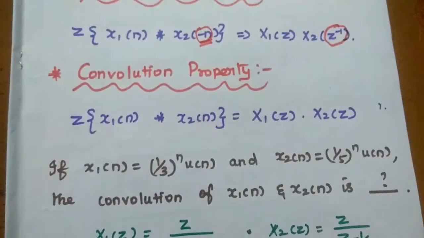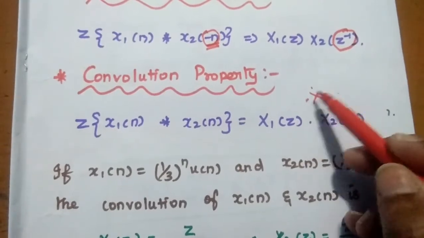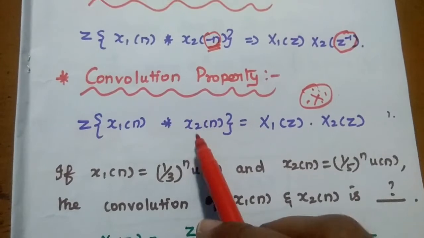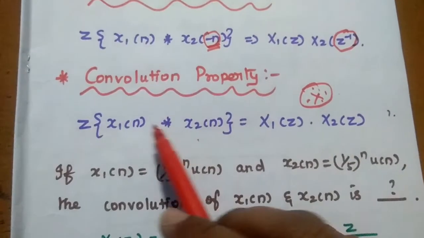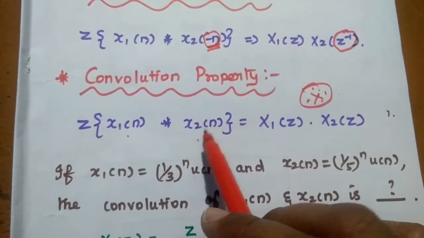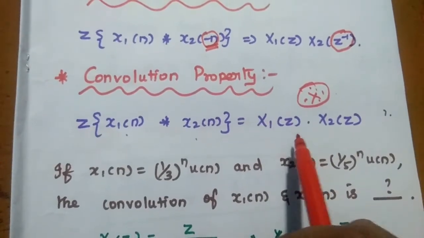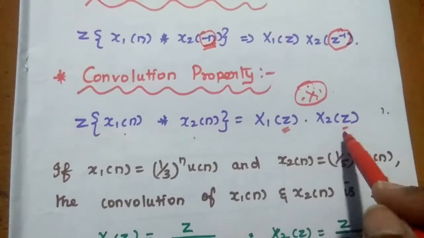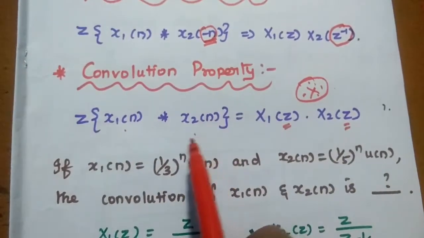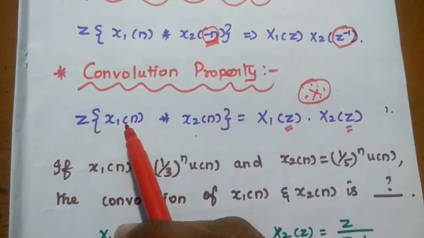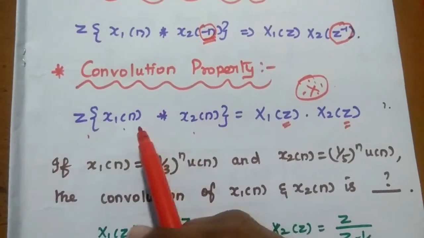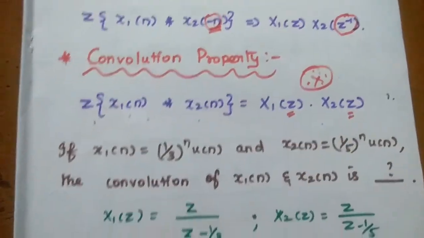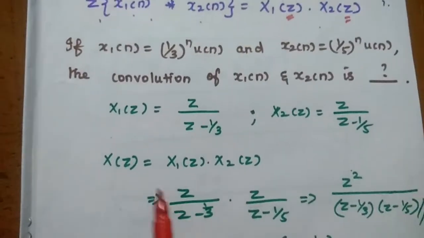So next, convolution property. This property is also very important. The Z transform of convolution of two signals x1 of n and x2 of n results in multiplication in the frequency domain. So Z represents the frequency domain. It is a very important property here. Z transform of convolution of two signals in time domain results in multiplication in frequency domain. The questions are like this.